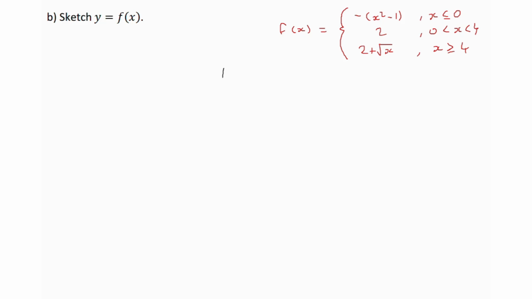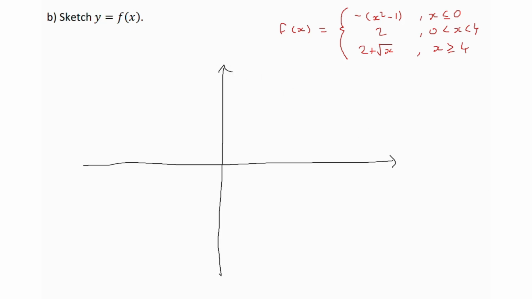Let's put in our axes and then have a think about what this graph is going to look like. I'm going to take it one step at a time. So first of all, minus x squared minus 1. So x squared minus 1 would look like this. So minus it, we have to reflect it in the x-axis, so it's going to look something like this. But we're only going up to x equals 0, so I'm going to stop there. And it includes that point, so I'm going to draw a filled-in circle.